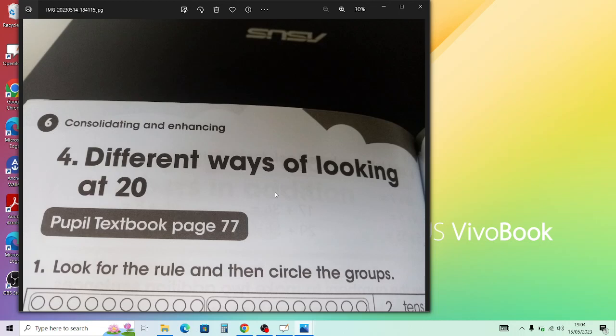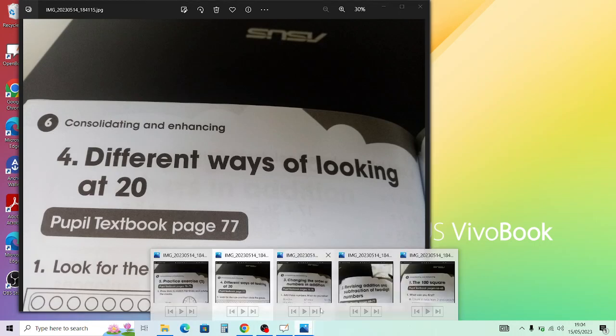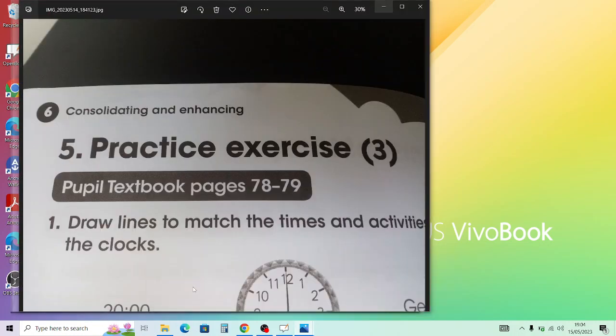Okay, and then moving on to the last one, the last of this book and the last of the Year 1 material in Real Shanghai Mathematics, which is called practice exercise 3. It's a reminder about times. Draw lines to match the times and activities of the clock. So remember, anything past 12 o'clock is in the afternoon. So 8 o'clock is in the evening, late evening, and you're matching them together.